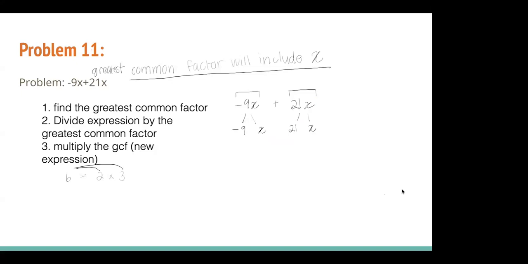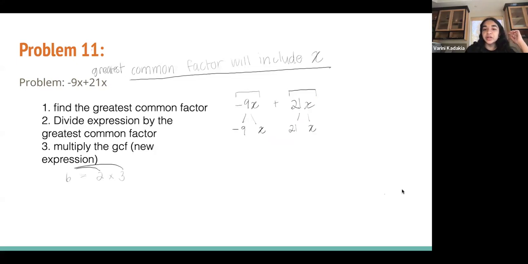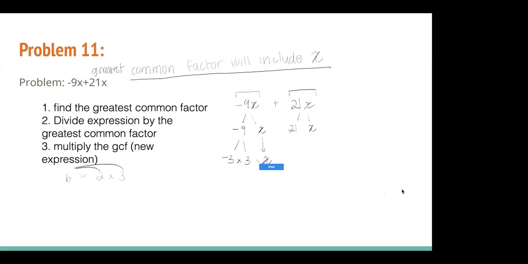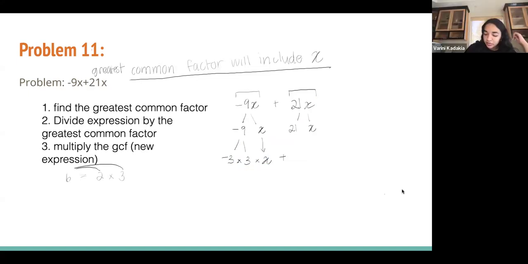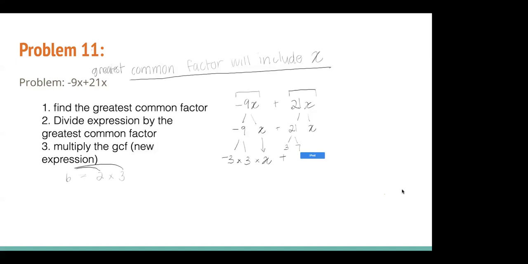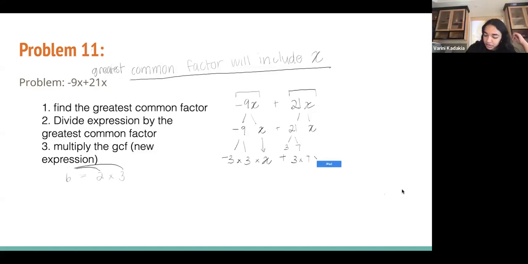Yes. Okay. So we can further break down negative 9 into two more factors, negative 3 and 3. And then we can also bring down the x. And then plus, we can break down 21 now. So 21 is 3 times 7. So we can do 3 times 7 times x.